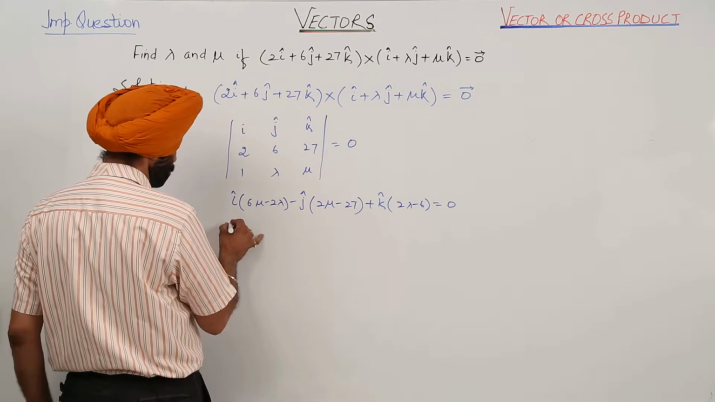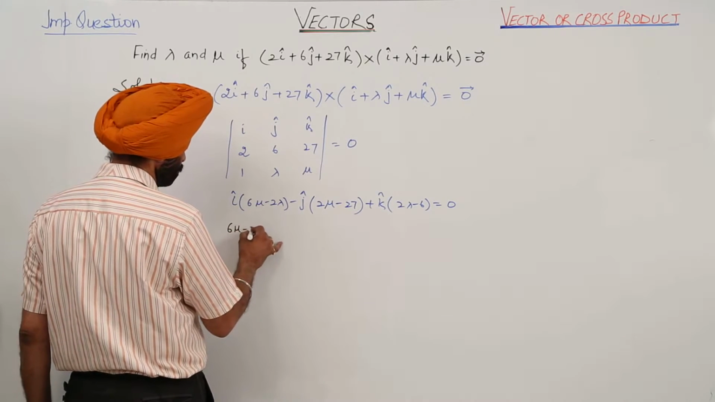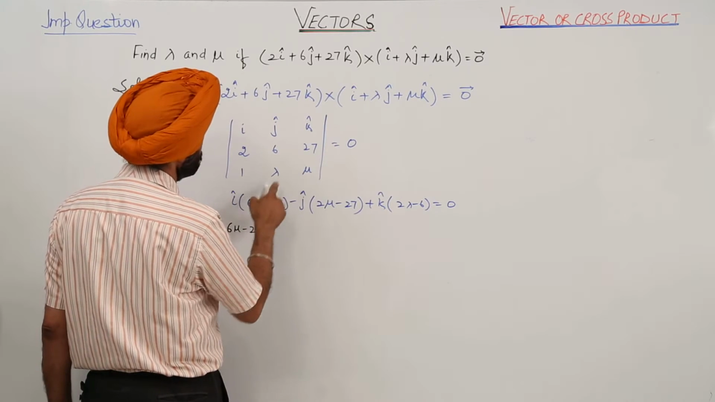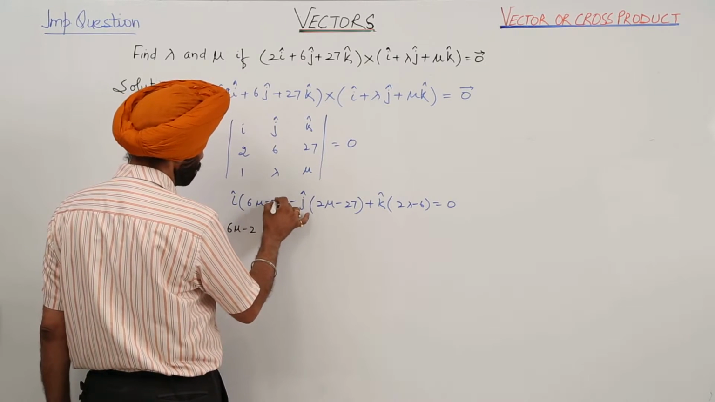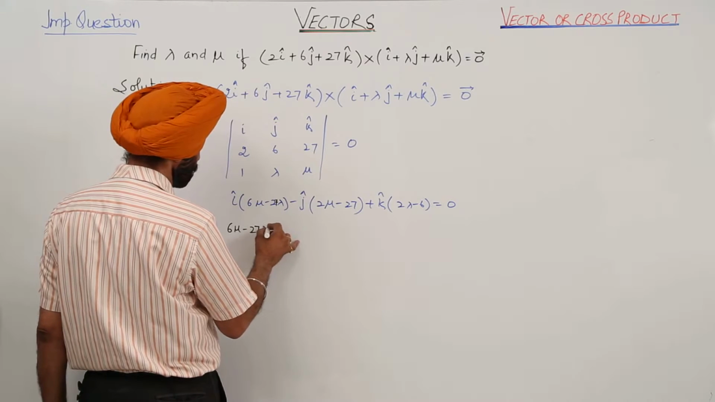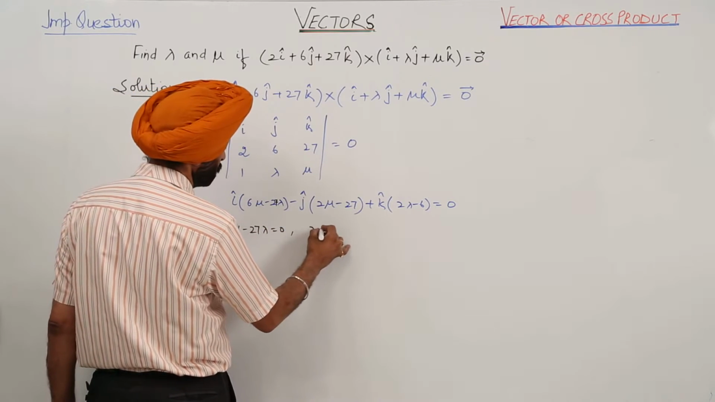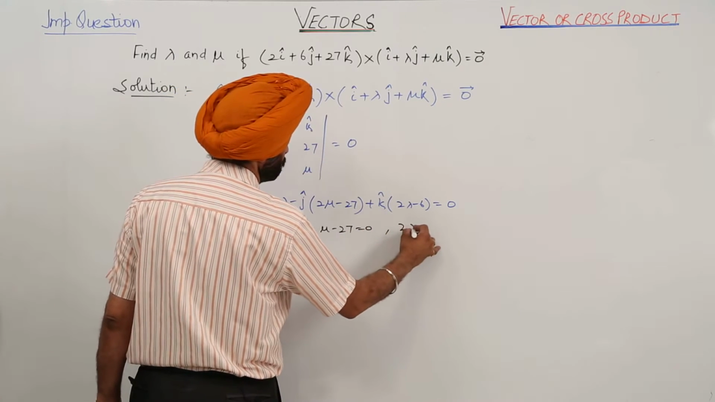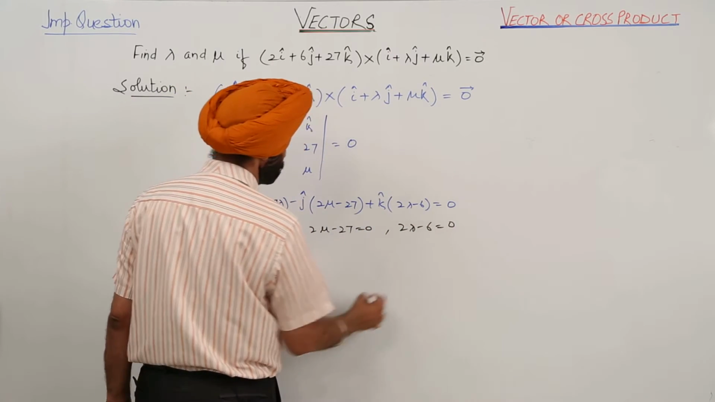Now we have 6 mu minus 27 lambda is equal to 0, 2 mu minus 27 is equal to 0, and 2 lambda minus 6 is equal to 0.